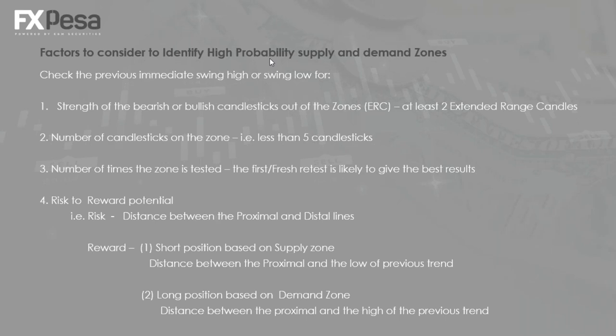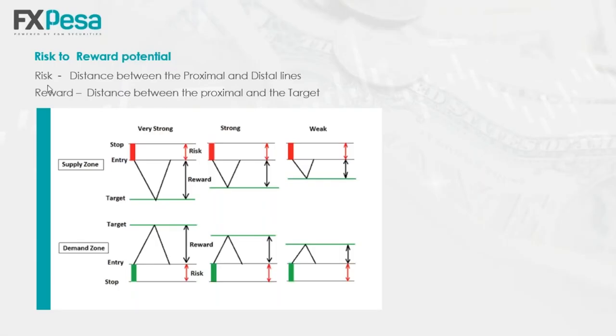So we will get to see this as we look at a few captions that we have in the next few slides. In this case, we have examples of a supply zone and a demand zone. Here we have a supply zone. The line which is above, this particular line, is what we are calling distal line. The line that is below that is what we are calling proximal line.